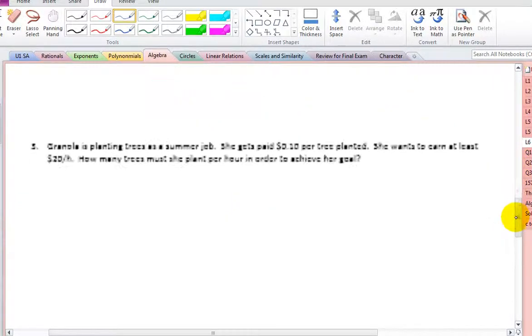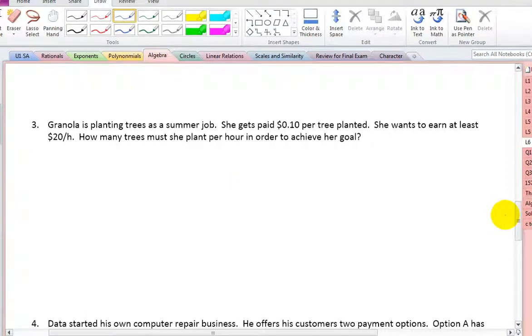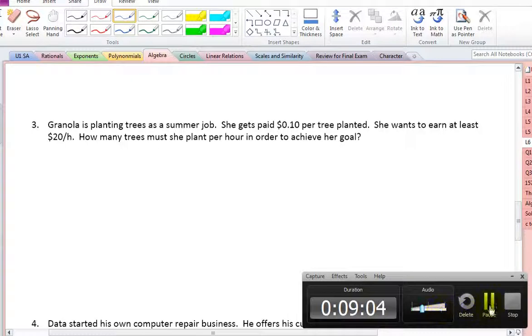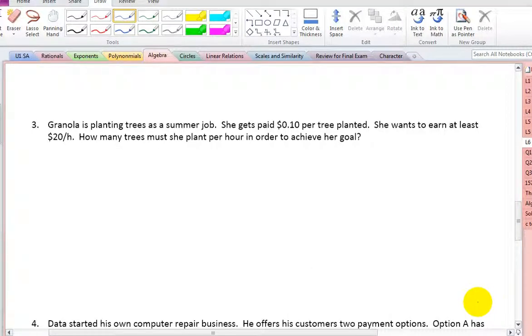Okay, turn it over. Payback? Okay, so a girl's going tree planting. It's 10 cents per tree. She wants to earn at least $20. Guess where X is? Right there. So X equals the number of trees.